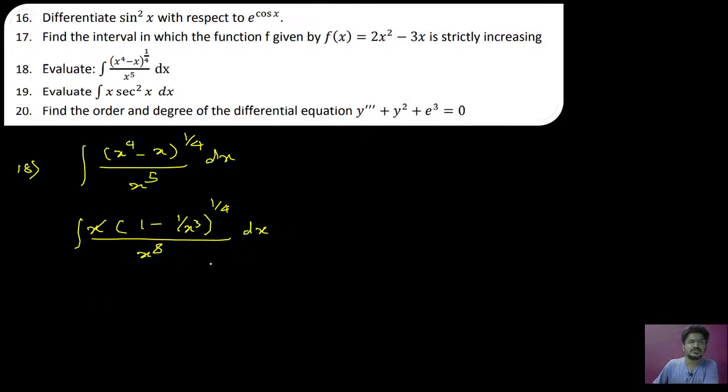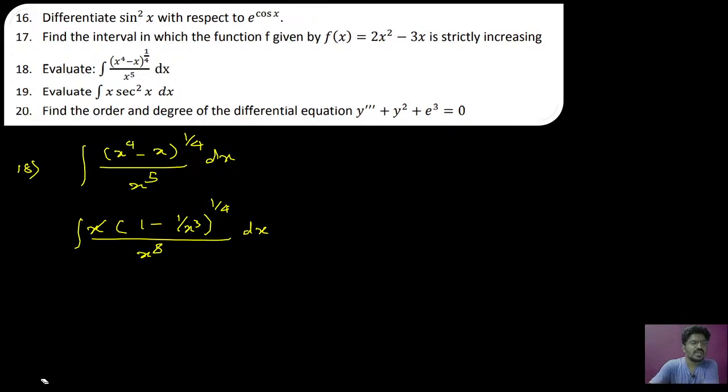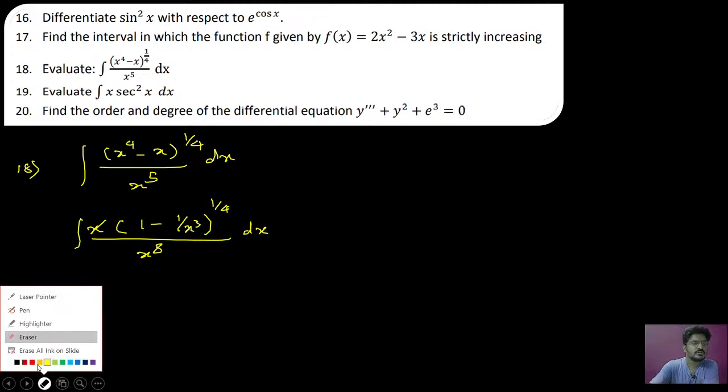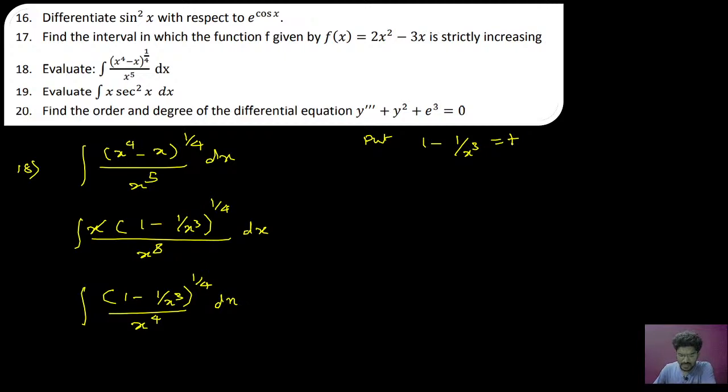It will remain with integration of 1 minus 1 by x cube whole to the power of 1 by 4, and you will remain with x raised to 4 in the denominator because x will get cancelled. Now put 1 minus 1 by x cube as t.